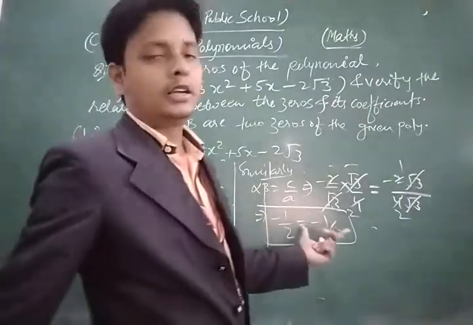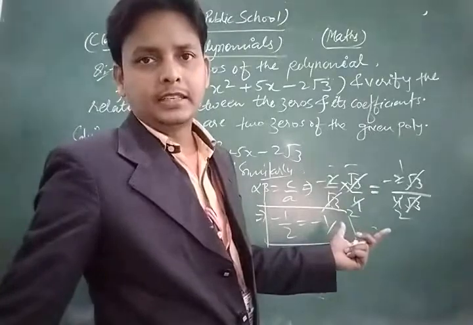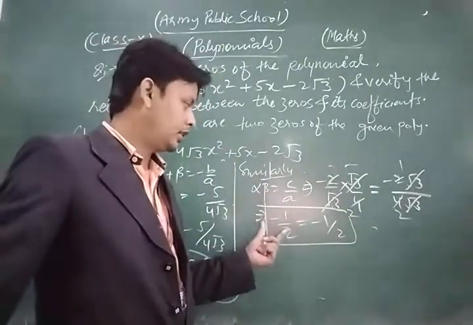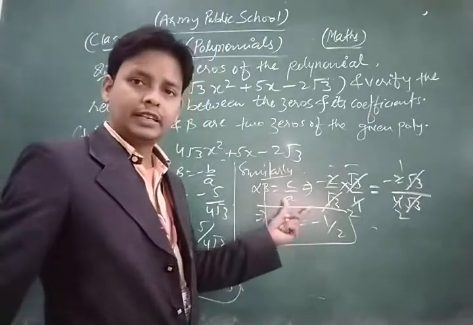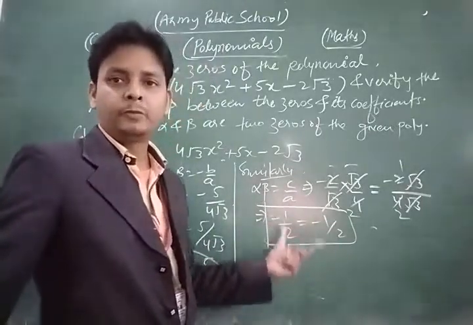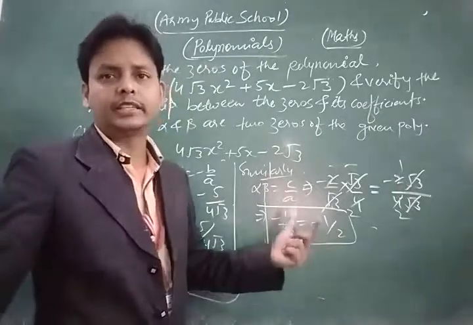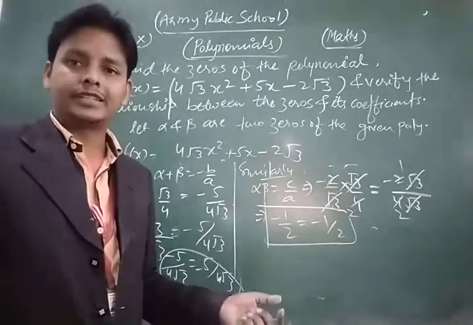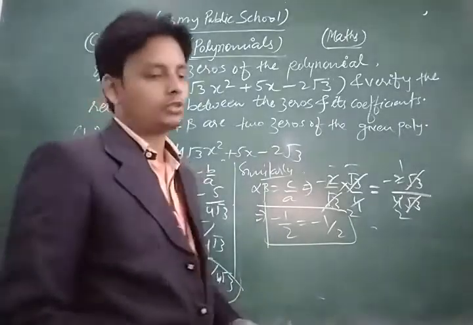Similarly, here we apply the second important concept. This is the product of zeros, that is c by a. So in this way, we solve both the sides, and hence we have the same result. So in this way, we hence verify the relationship between zeros and its coefficient. So this is the process to solve that type of questions. Now, dear students, we take and solve some other important questions based on this topic.